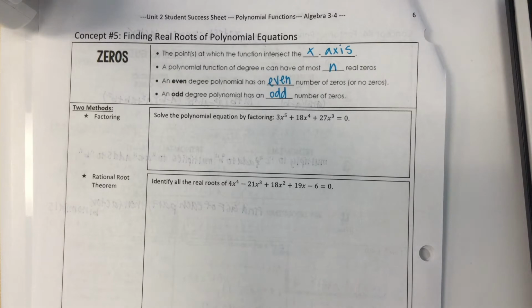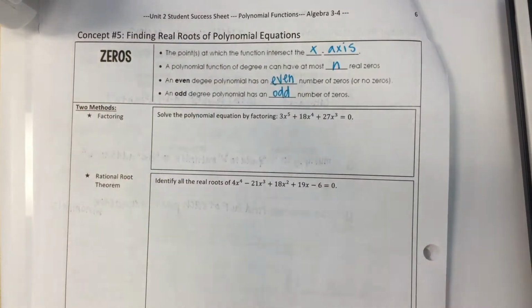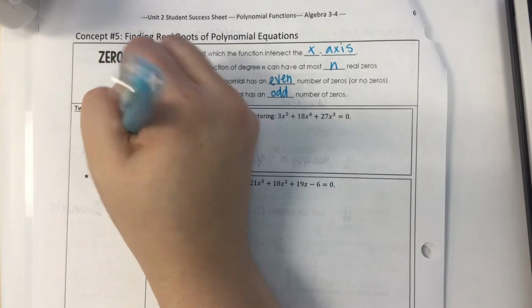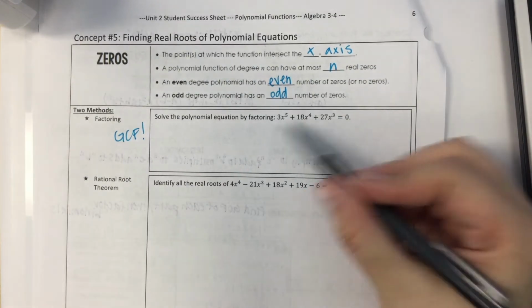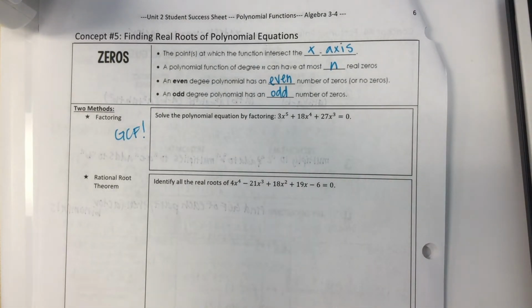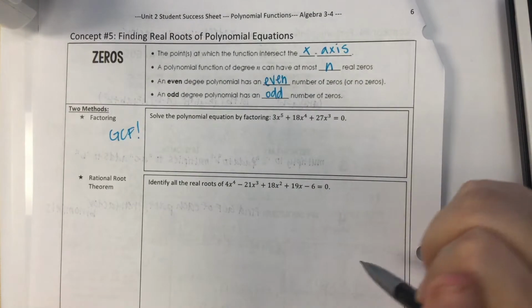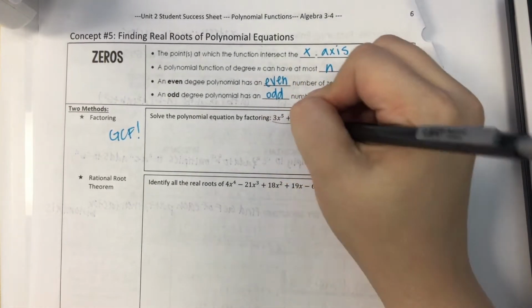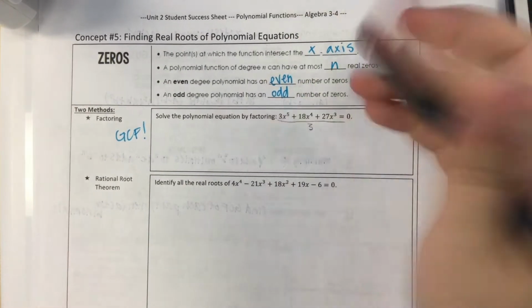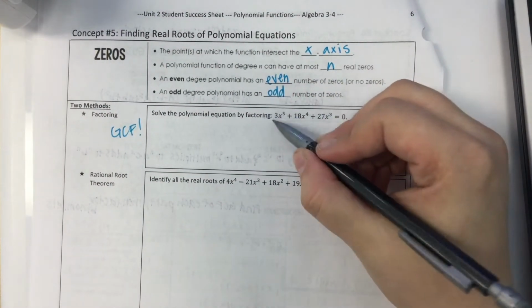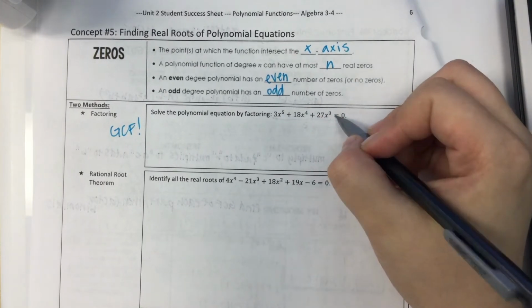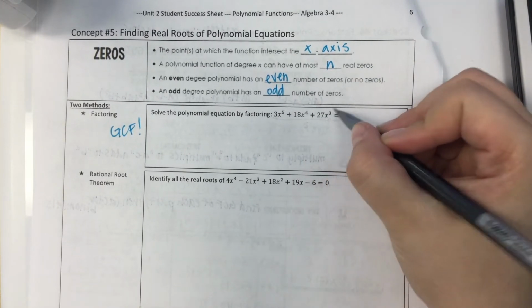Solve the polynomial equation by factoring 3x to the 5th plus 18x to the 4th plus 27x cubed equals 0. So remember, from the last concept, we want to find a GCF first. So what can I take out of everything right away? All of these are multiples of 3. So what can I factor out of everything? I can factor out a 3x cubed, right? Because all of these have at least an x cubed in them.